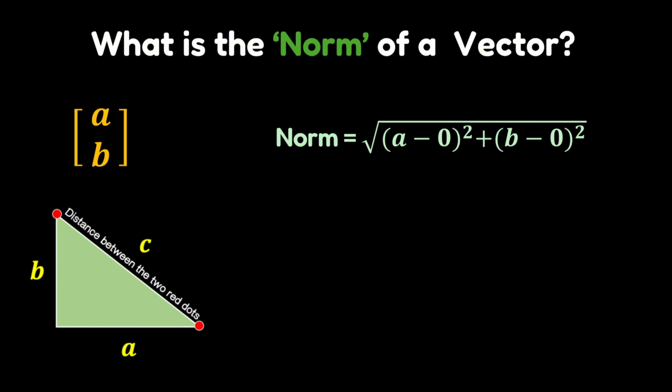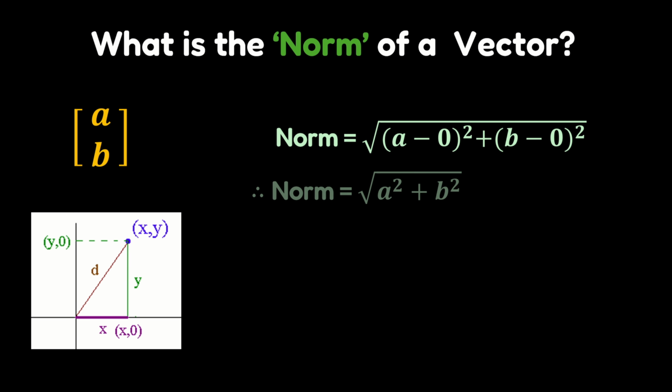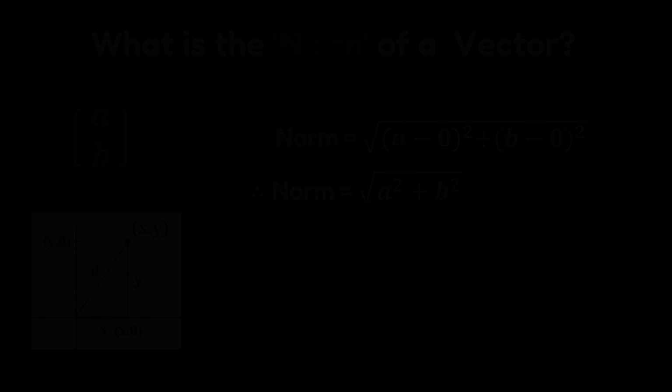But you may have a question, why do we subtract 0? Because the vector goes from the origin (0, 0) to the point (A, B). So the distance formula is root of (A minus 0) whole square plus (B minus 0) whole square, which simplifies to root of A square plus B square. Now let's apply this to our bit vectors.